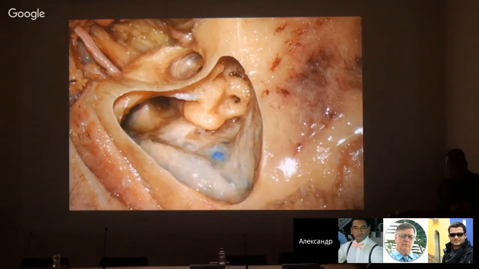And why is this important? If the sigmoid sinus is too forward, you won't have space here. And the principles of the extensions of the pre-sigmoid approach, retrolabyrinthine, translabyrinthine, transcochlear, is removing bone here to gain space on Trautmann's triangle. So this is a very important slide to understand the pre-sigmoid approaches.